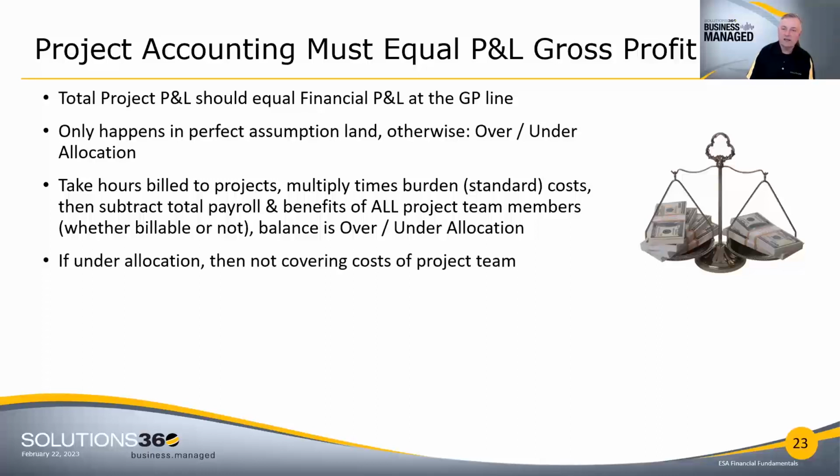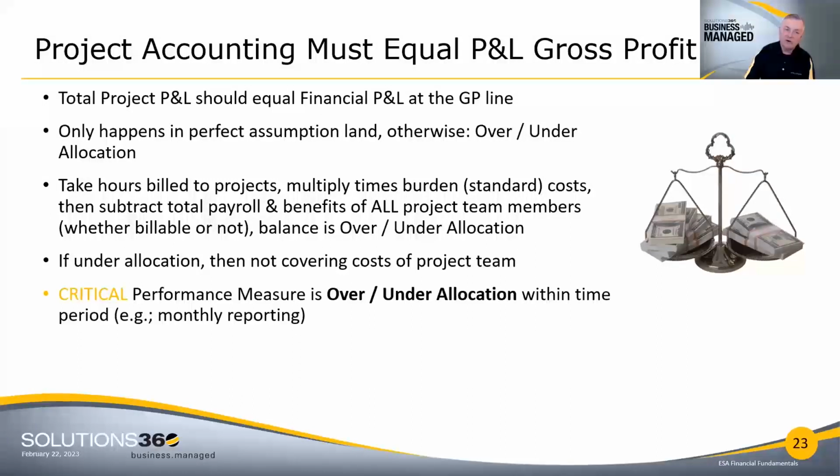If you're under allocating, you're not covering the cost of your project team, which means you need to adjust your burden upward. If you have over allocation, then the opposite is true. You're over allocating, you're overburdening, and you can reduce your burden in order to reduce the cost. Now, this is something you should do over a period of time.